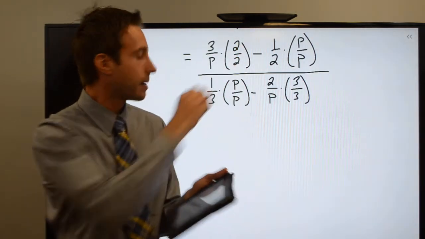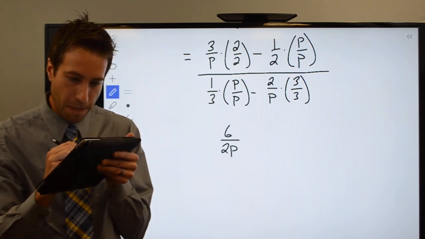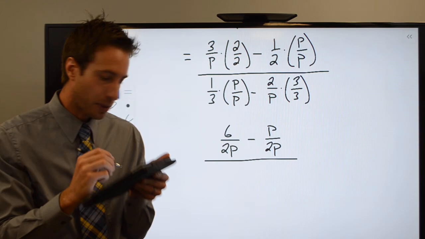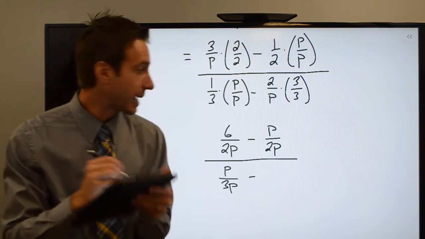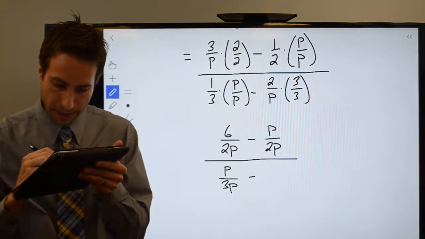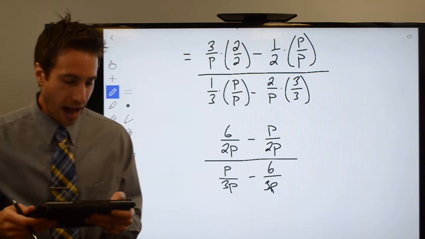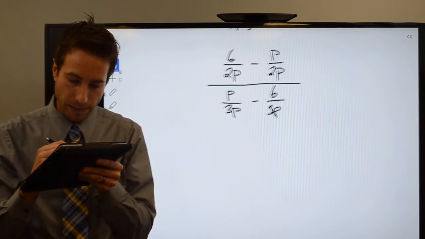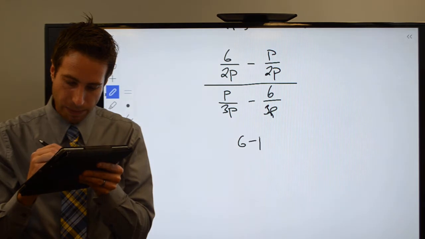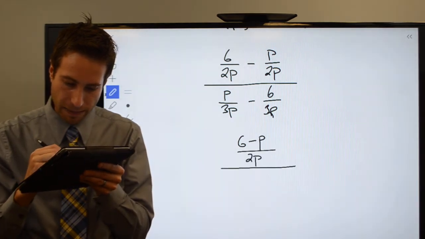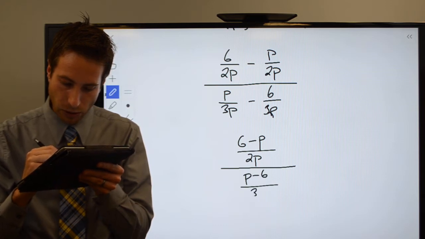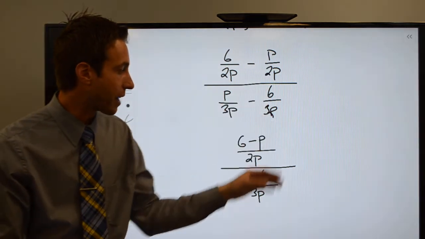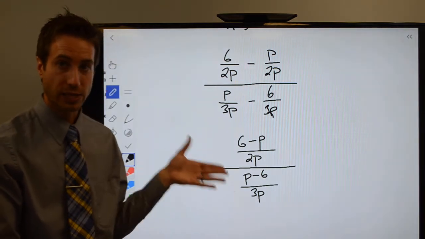This gets me 3 times 2 is 6 all over 2p minus p all over 2p. In the bottom, I wind up with p all over 3p minus, again, 6 all over 3p. Okay, I've got my common denominators, 2p, so I can subtract the fractions in the top, subtract the fractions in the bottom. 6 minus p all over 2p, all divided by p minus 6 all over 3p. And again, just like we saw in the previous example problems, I take care of the fractions at the top, take care of the fractions at the bottom, and I wind up with a complex rational expression.